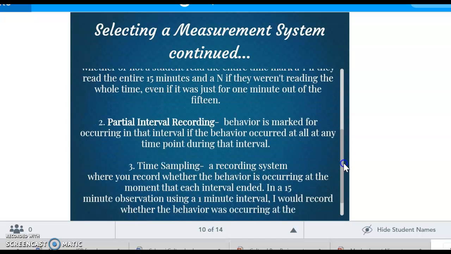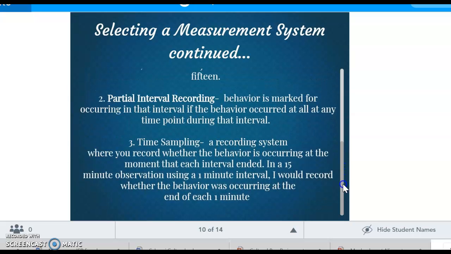Another type of time sampling is partial interval recording. This is when the behavior is marked for occurring in that interval if the behavior occurred at all at any time point during that interval. So if we're taking that 15-minute time sampling example again with the reading, you would mark any time reading was occurring at all during that interval.